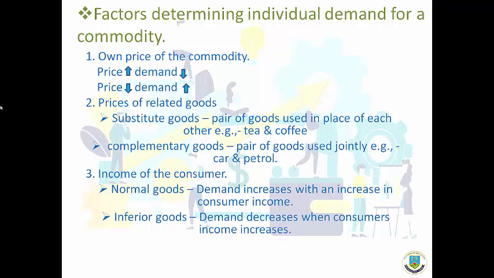To check the effect of change in income on demand, goods are divided into two categories, normal goods and inferior goods. So let us see what are normal goods. Normal goods are goods whose demand increases with an increase in consumers' income. So in normal goods, demand increases with an increase in consumers' income.